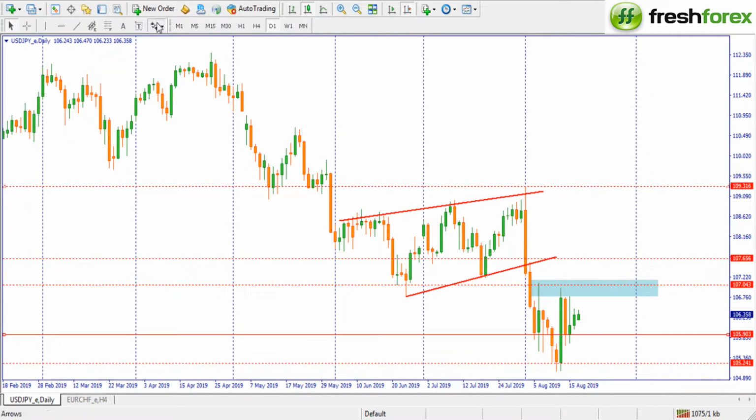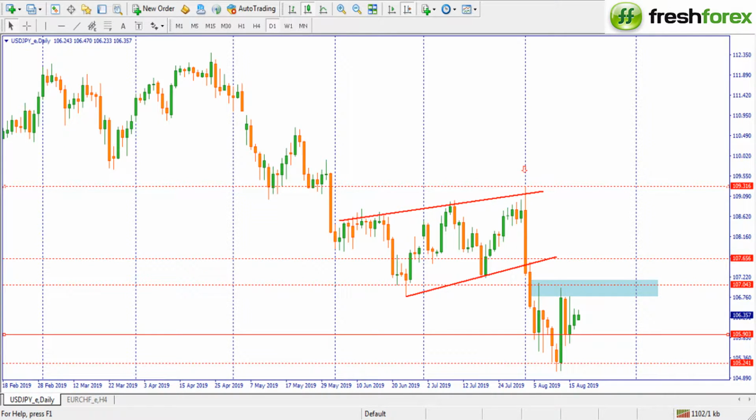So if price can pull back and hit this level here, we'll pick a sell from that point. We want that sell to be taking price downwards. So if price fails to bounce from this 107.043, we'll expect it to proceed up to 107.656. And if that does not happen, we'll also wait and look for a sell from 109.316.